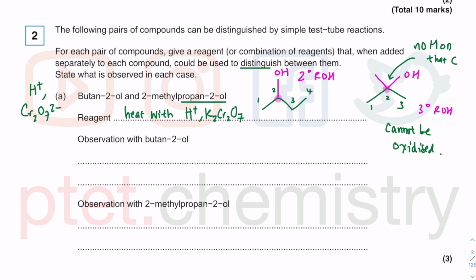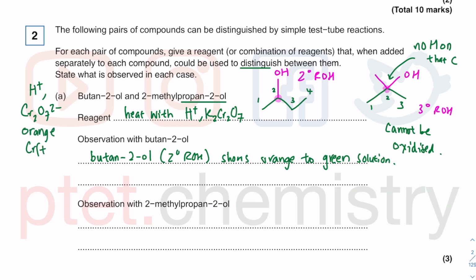So the secondary alcohol, the butan-2-ol, can be oxidized. The secondary alcohol shows an orange to green coloration. The orange color is the color of the dichromate(VI), whereas the green color is the color of the chromium 3+ aqueous ions. The chromium +6, which is orange in solution, will go to chromium 3+, which is green in solution, and that is the chromium +3 species there.